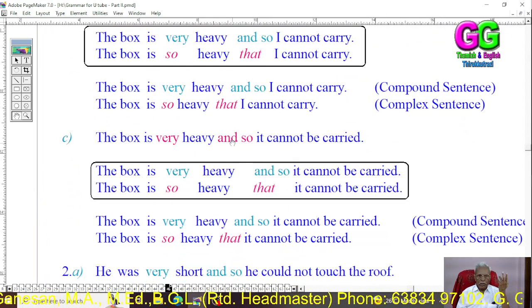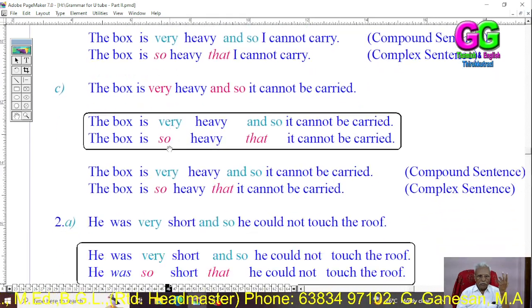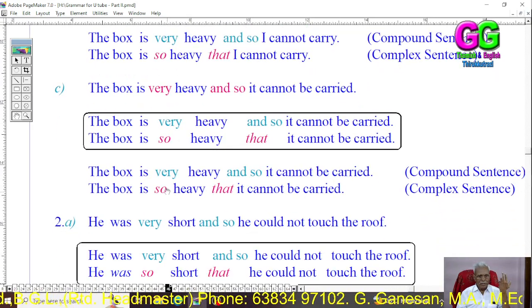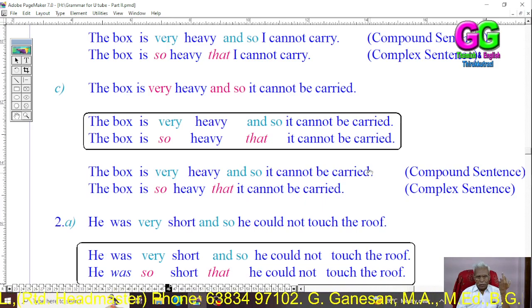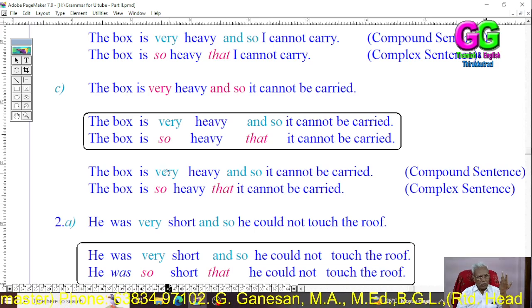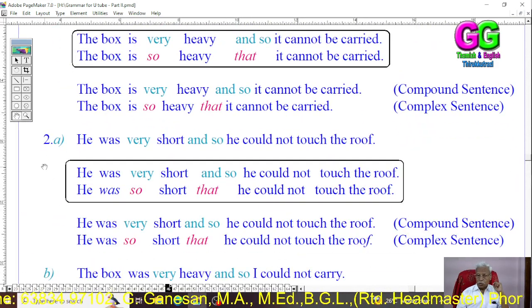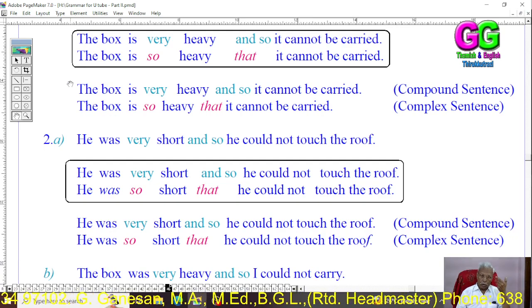The box is very heavy and so it cannot be carried. The box is so heavy that it cannot be carried. That's all. Dear students, here I have given a second example also.